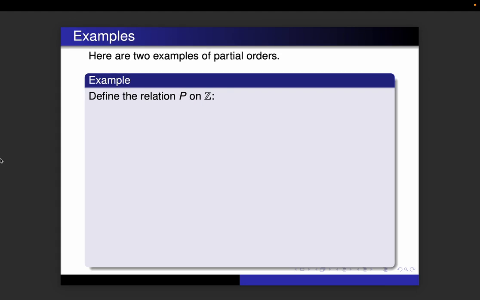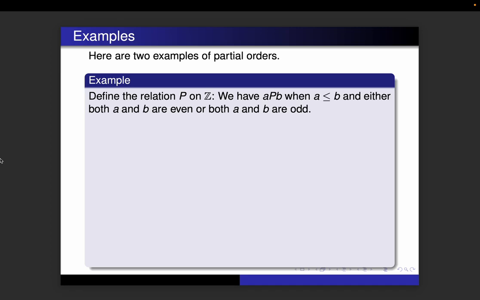All right, so here's another relation that's a little bit different. Actually, similar but different. We're going to call that relation P, and we're going to say that A is related to B under this relation P when two things happen. First of all, A is less than or equal to B, just a regular old less than or equal to, and either both A and B are even or both are odd. So for instance, 2 is related to 4 because 2 is less than or equal to 4, and 2 and 4 are both even. But 2 is not related to 5 because even though 2 is less than or equal to 5, 2 is even and 5 is odd.